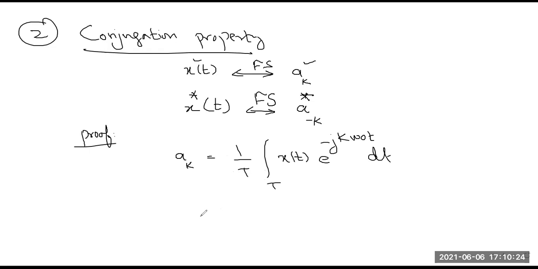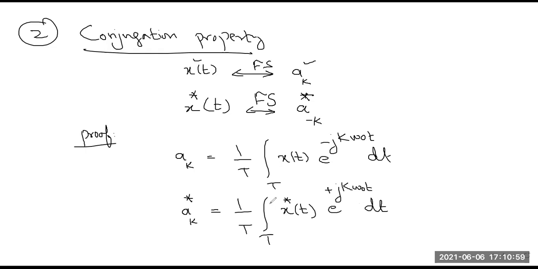Now, let's take the complex conjugate on both sides. So the complex conjugate of the left side, and then the complex conjugate of the right hand side. So we get x conjugate t. When we take the conjugate of this e power minus jk omega naught t, it will become e power plus jk omega naught t.